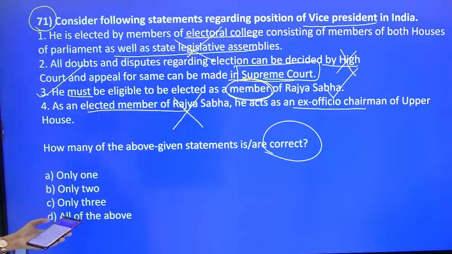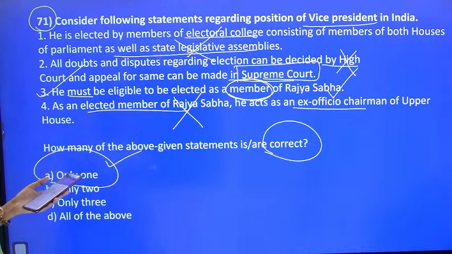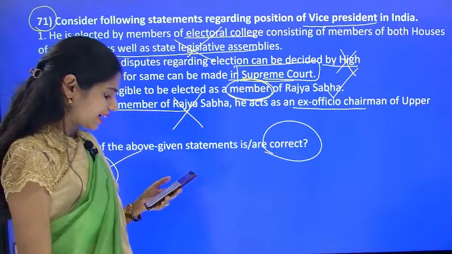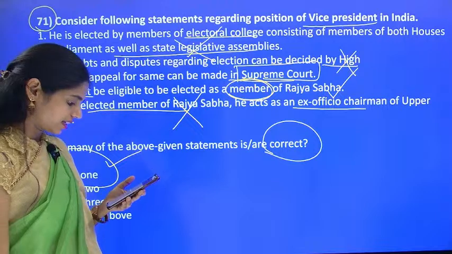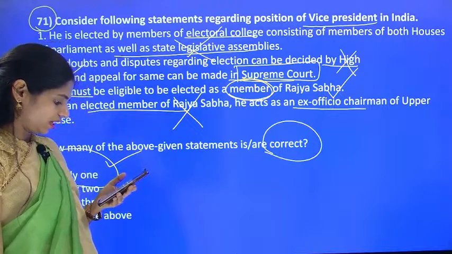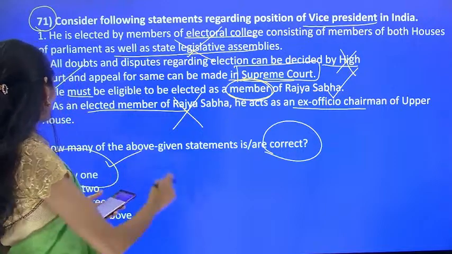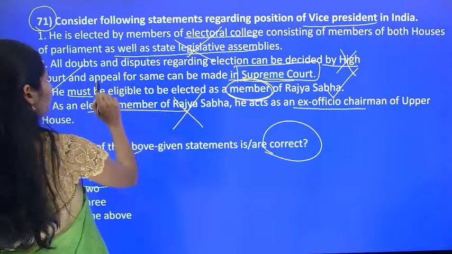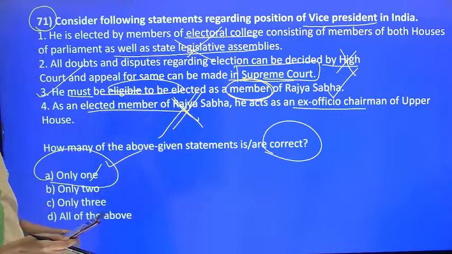So what is the correct option? Here is A, only one. Okay, Meenakshi, it is not B, it is option A. Raju and Neela gave the correct answer, and also Shri. Meenakshi, it is not option B, it is only option A. So only this third statement is correct, but he is not the elected member of Rajya Sabha. Clear?